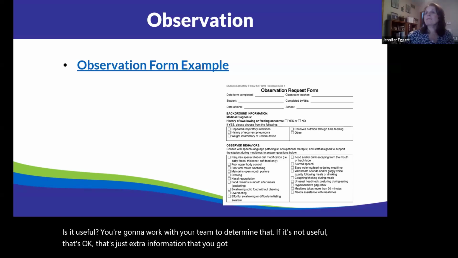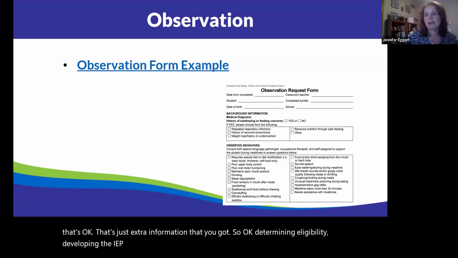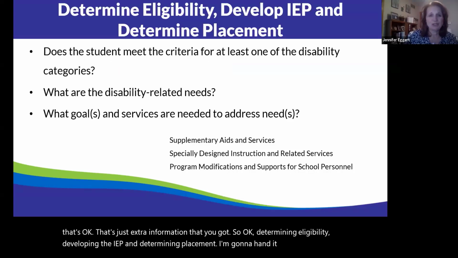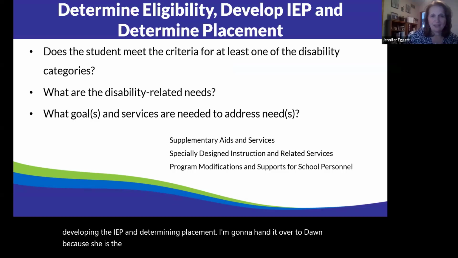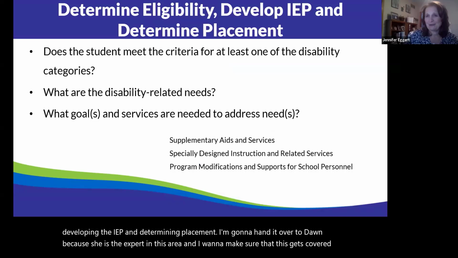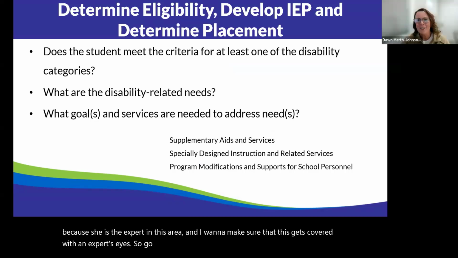So okay, determining eligibility, developing the IEP, and determining placement. I'm going to hand it over to Dawn because she is the expert in this area, and I want to make sure that this gets covered with an expert's eyes. So go ahead, Dawn. Thank you, Jennifer.